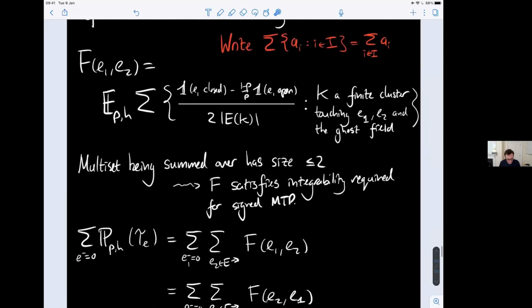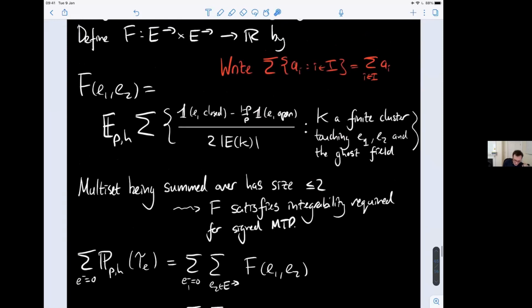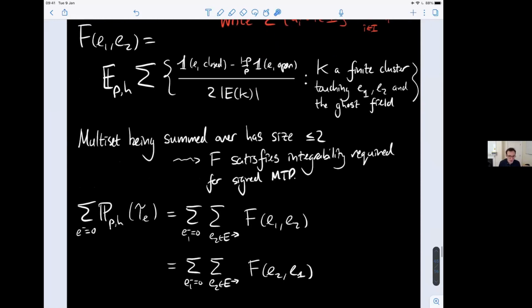Okay, so the first thing to notice is that this multi-set that we're summing over has size at most 2, right, 0, 1, or 2. From there you can easily see that if you have the integrability conditions, you can apply the mass transport principle to this function, which can be both positive and negative. This is something that's easy to check. You just take the absolute values and check that this is at most a constant. I guess it's at most 2 times (1 minus p) over p. Okay, so we have the integrability we need to apply mass transport.